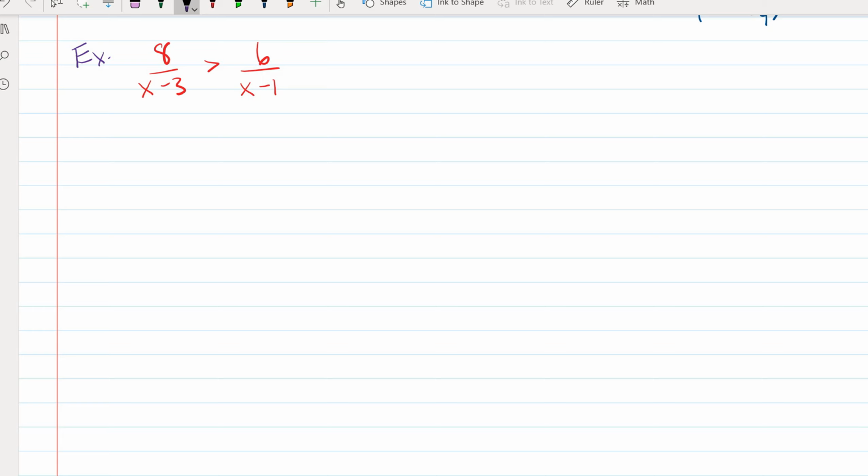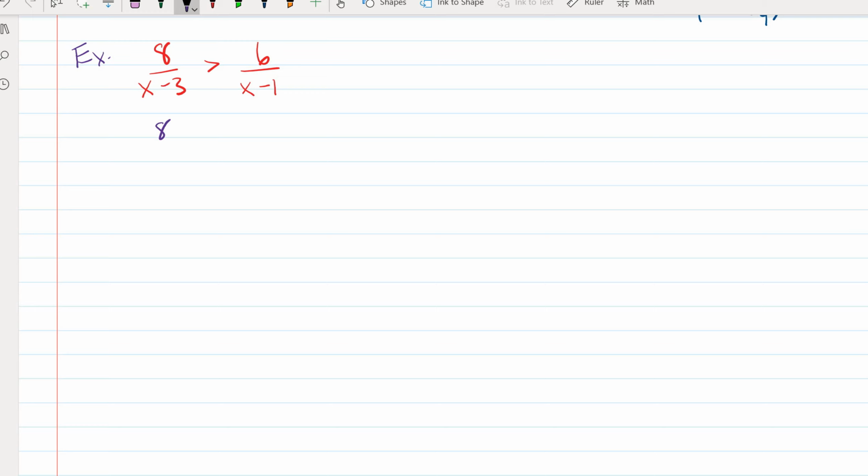So the idea is we're going to move this rational fraction over to the left so that we only get one fraction greater than 0, and then rather than finding where the two graphs intersect, we just need to find where one function is greater than 0. So that is the plan. Let me erase this. So let's go ahead and do that.